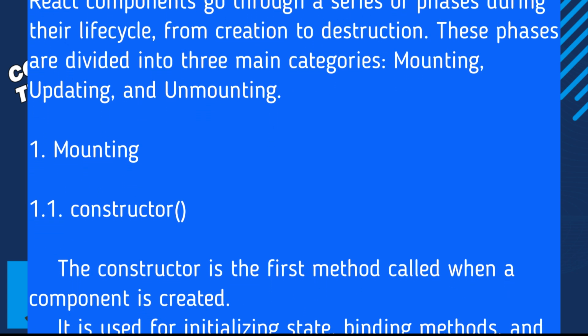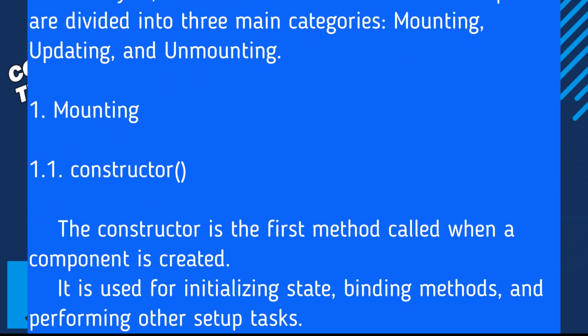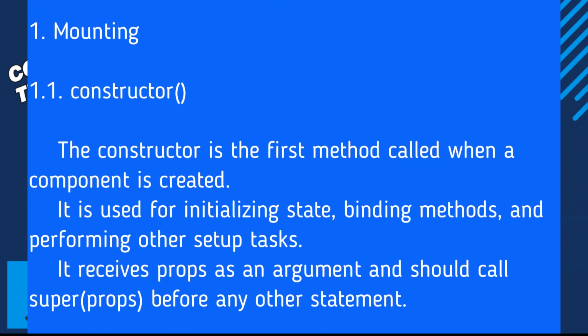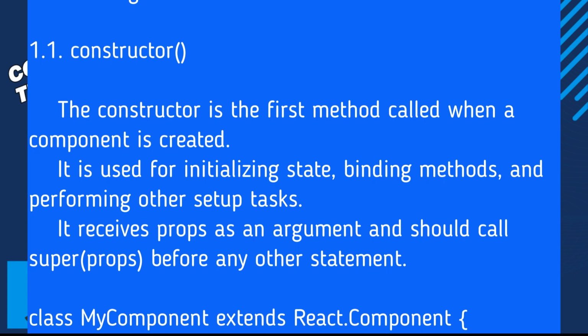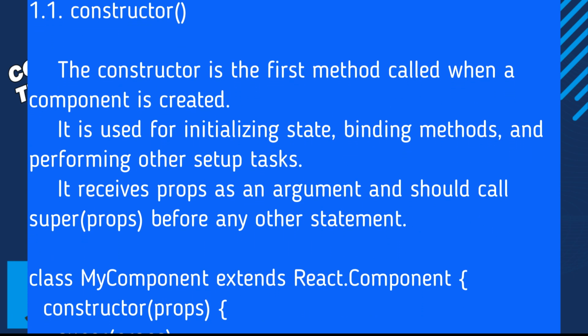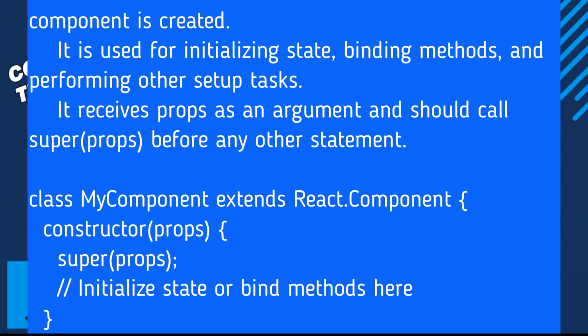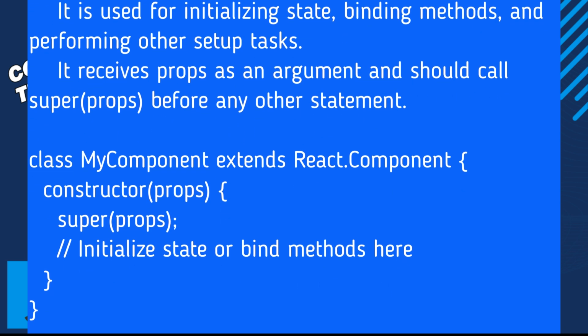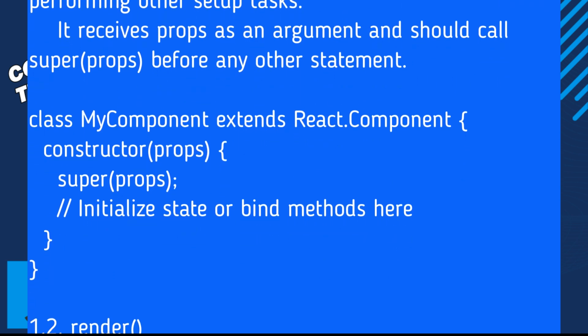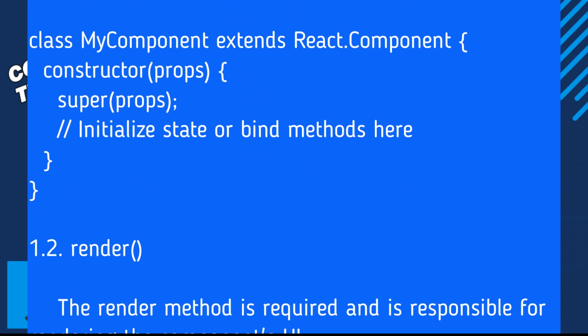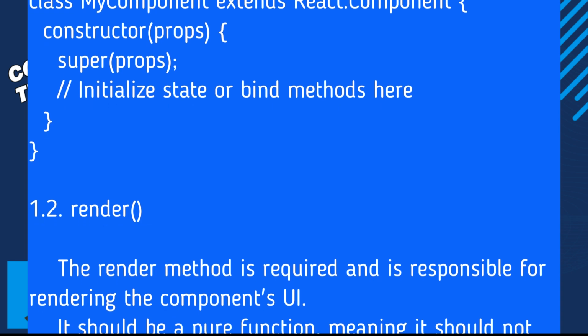1. Mounting. 1.1. Constructor. The constructor is the first method called when a component is created. It is used for initializing state, binding methods, and performing other setup tasks. It receives props as an argument and should call super(props) before any other statement. Class MyComponent extends React.Component, constructor(props), super(props), initialize state or bind methods here.